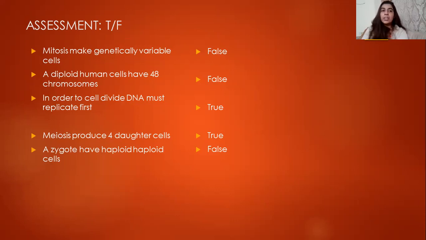In order for a cell to divide, DNA must replicate first. Yes, interphase. Interphase is a phase where your chromatin is loosening up and your DNA is starting to replicate. That statement is true. Meiosis produces 4 daughter cells. Let me think. Mitosis produces 2 daughter cells with the diploid number of chromosomes, like 46 chromosomes. So meiosis is the one giving out 4 daughter cells with the haploid number of chromosomes. That statement is true as well.